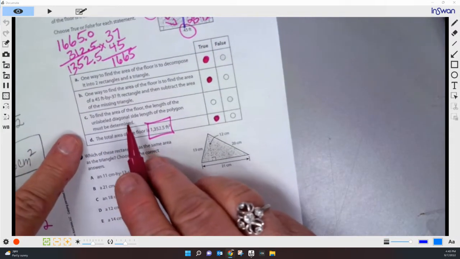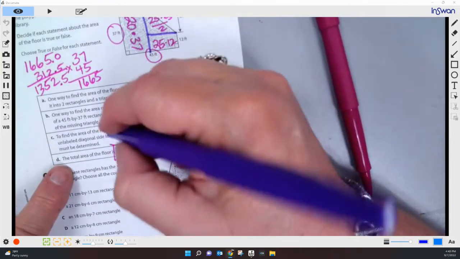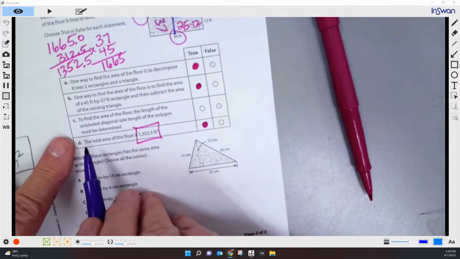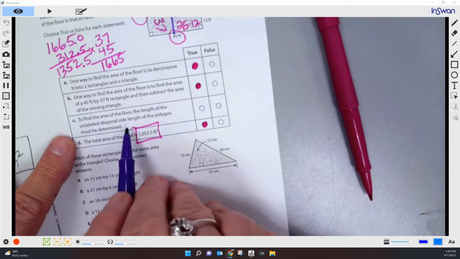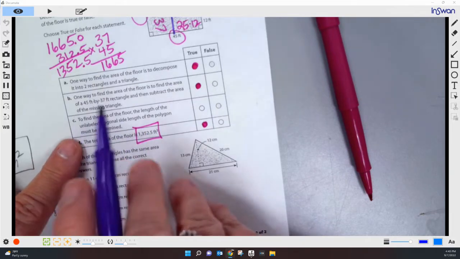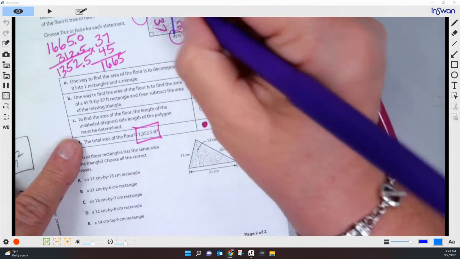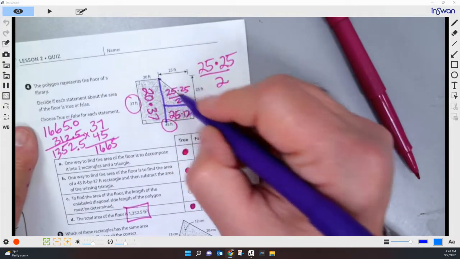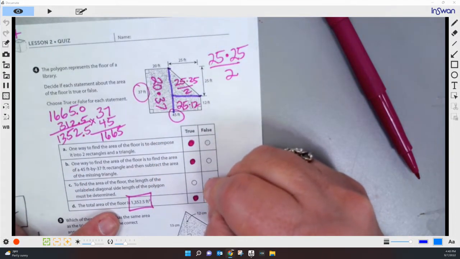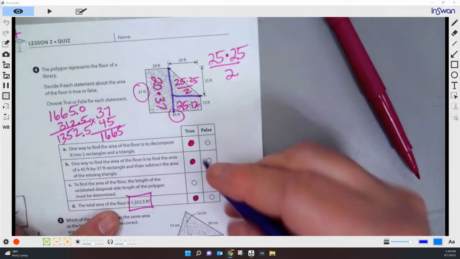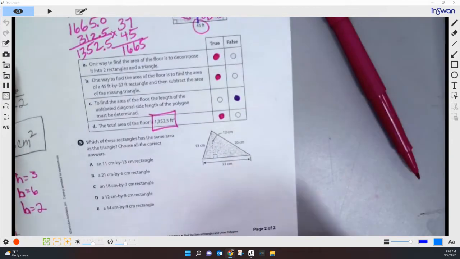And then it says, to find the area of the floor, the length of the unlabeled diagonal side length of the polygon must be determined. They're talking about this length between here and here. That has nothing to do with finding the area and what we're doing. So that is not true. So we have true, true, false, and true for that one. Okay.